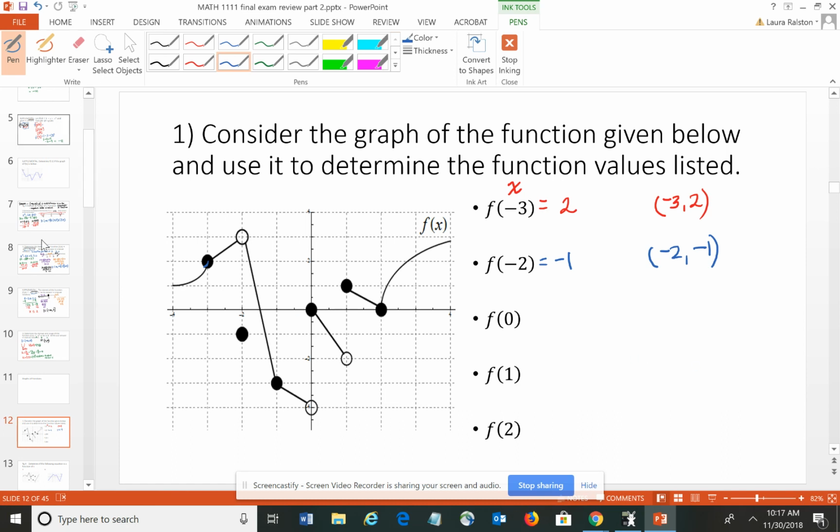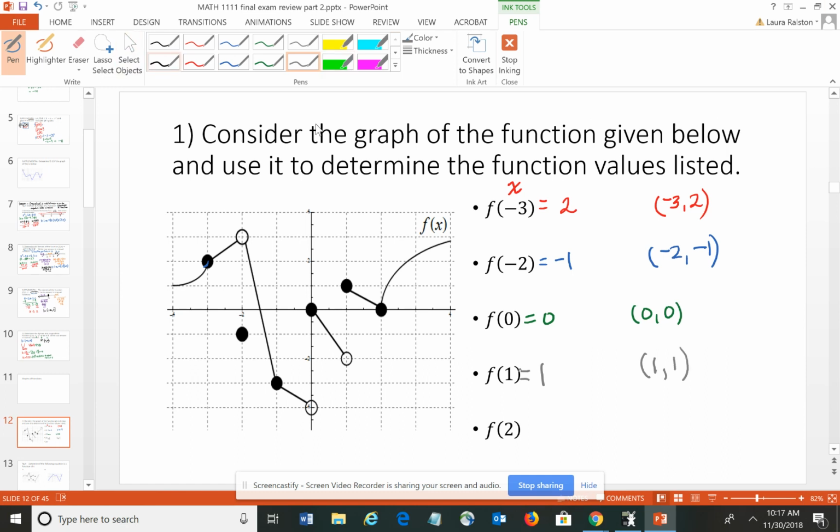Then it asks me for the value at 0. Here again, when I'm at 0 on the x-axis, you have an open dot, remember, which is not part of the graph, and a colored in dot, which happens to be at 0. So you have the ordered pair 0, 0, which is the origin. Then it asks you for f at 1. When x equals 1, again, you have the open dot that's not included and a closed dot that is, and it happens to be at a value of +1.